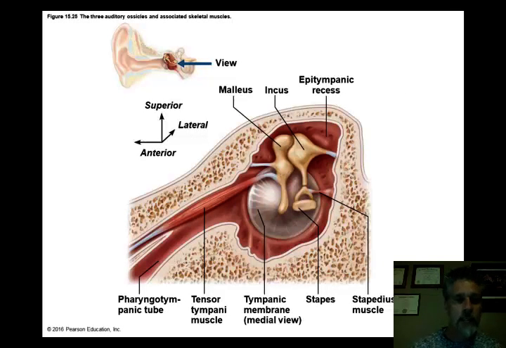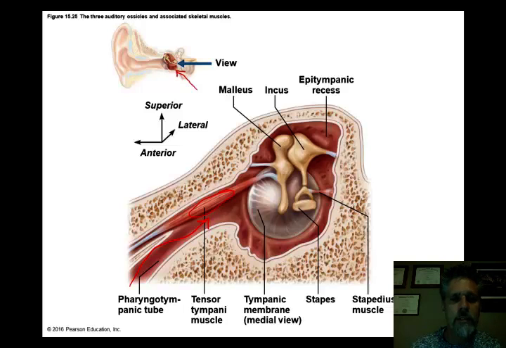So we can see that coming up in the lower left-hand corner right here. So that's where that air is going to enter. We can also see it coming up through there. We can see those ear bones, malleus, incus, and the stapes, as we mentioned, on the other side of the tympanic membrane.